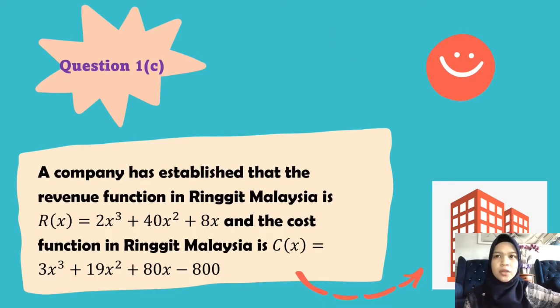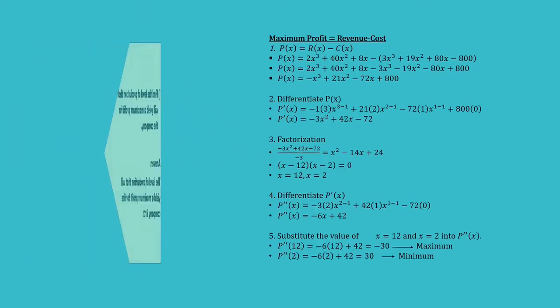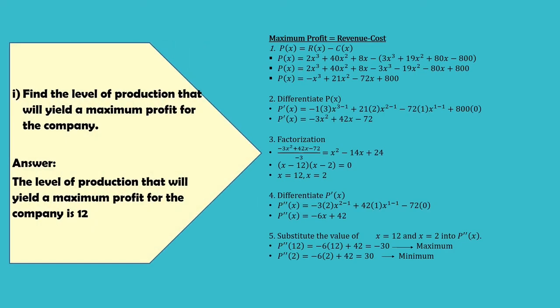Question 1c, a company has established that the revenue function in ringgit Malaysia is R(x) equals 2x cubed plus 40x squared plus 8x, and the cost function in ringgit Malaysia is C(x) equals 3x cubed plus 19x squared plus 80x minus 800. 1c1, find the level of production that will yield a maximum profit for the company.